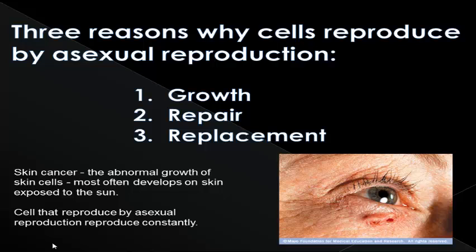The three reasons why cells reproduce by asexual reproduction: growth, repair, replacement. Again, as we talked in class, in order to grow, we must have mitosis. In order for our skin to repair itself, we must have mitosis. Our body cells are constantly going through mitosis in order to regenerate and recuperate our bodies.